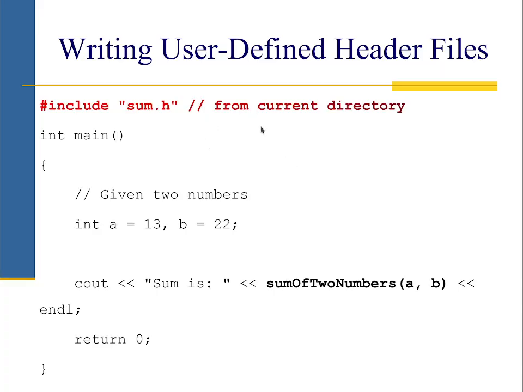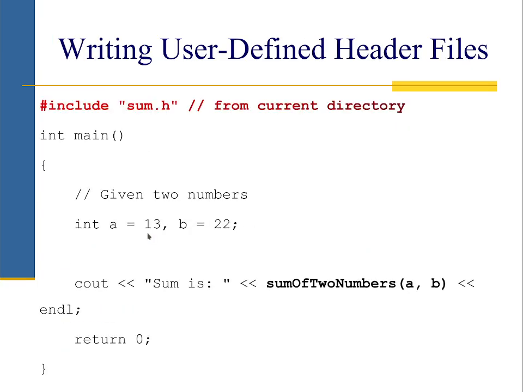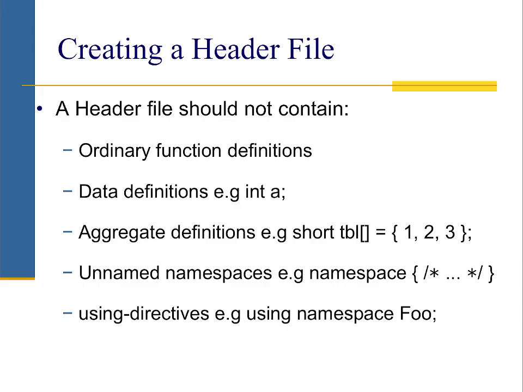We are saying it's inside our current directory where we are writing our code. We have int main as our main function, then we give the two numbers: a is 13 and b is 22. So we print out the sum, which is the sum of two numbers a and b. Remember, this is only possible because we included our sum.h, and here we are picking this function from this file. You understand?